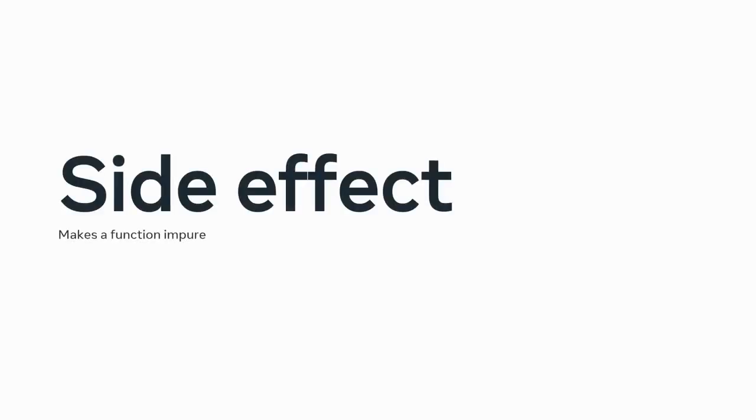So what is a side effect? A side effect is something that makes a function impure. Did you know that functions can be classified as pure and impure? Simply put, pure functions don't have side effects and impure functions do. Let's unpack the concept of pure and impure functions in relation to side effects some more.